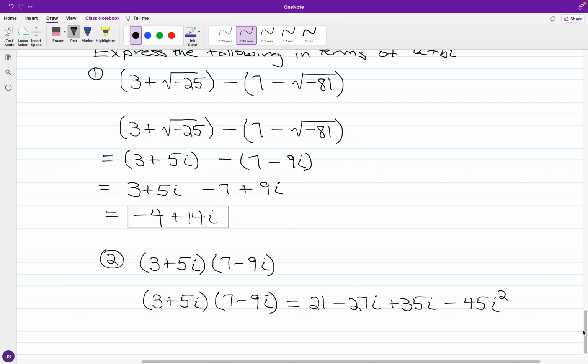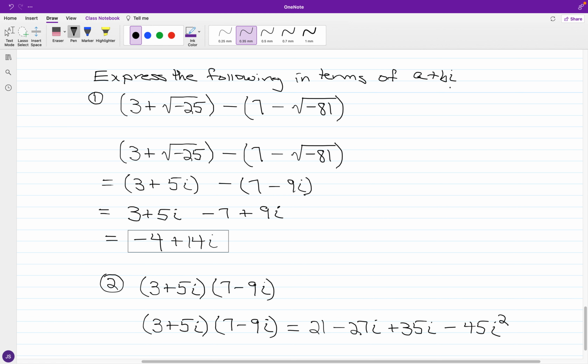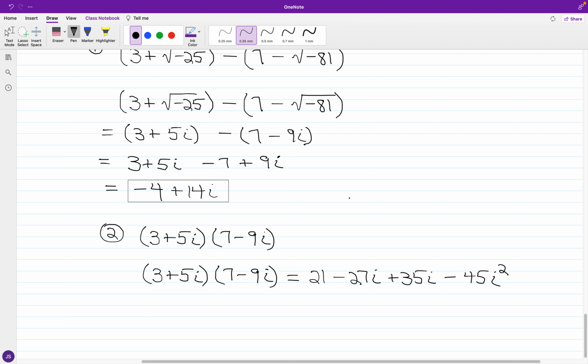Okay, now you notice we're trying to express in terms of a plus bi. Notice that the standard form does not have an i squared appearance. And again, just a reminder, i squared is equal to negative 1, so I'm going to adjust this last term in a moment. So continuing, we got 21, now we got negative 27i plus 35i, and that is going to make a positive 8i.